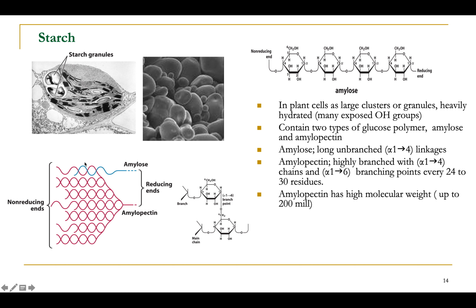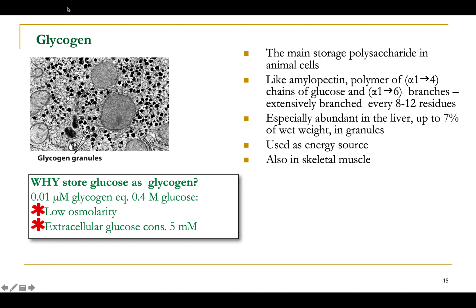The amylopectin and amylose clump together, forming microscopically visible starch granules. And the starch granules are well seen in chloroplasts of the plants, where chloroplasts fix carbon dioxide converted to glucose, and the glucose then is stored as starch granules. The animal analog of starch is glycogen.